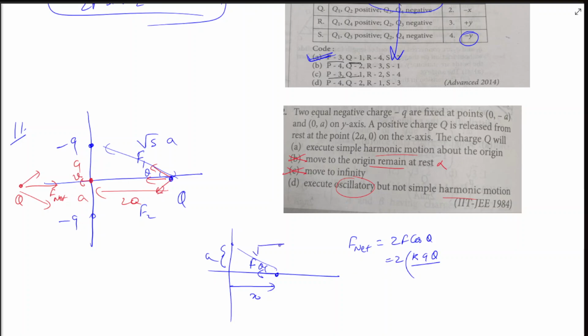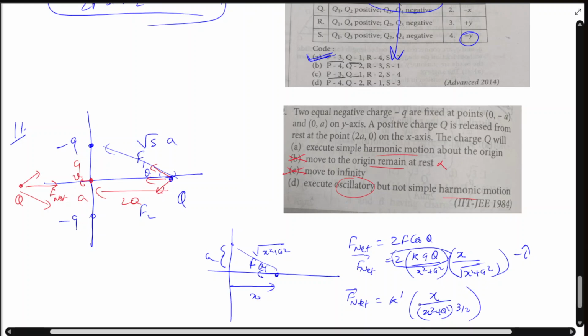So 2F will be K Q capital Q divided by distance. This is a, this is x, so the distance will be root x square plus a square. So it will be x square plus a square into cos theta. Cos theta will be base over hypotenuse. Base is x, and hypotenuse is root x square plus a square. This will be our net force. Of course, it will be in the minus i direction. In vector form, F net will be, with all of these constant, K dash times x divided by x square plus a square to the power 3 by 2.